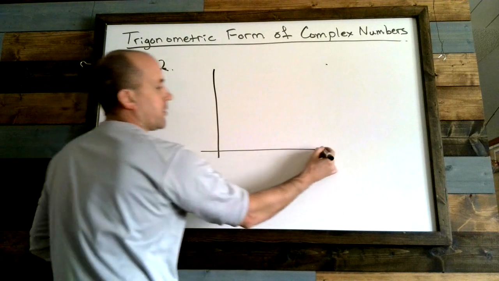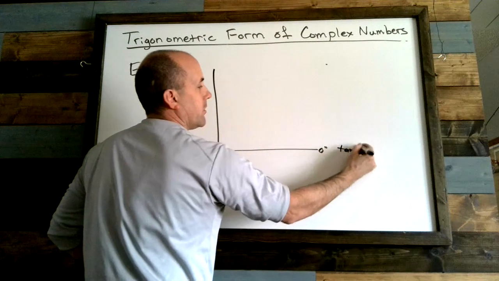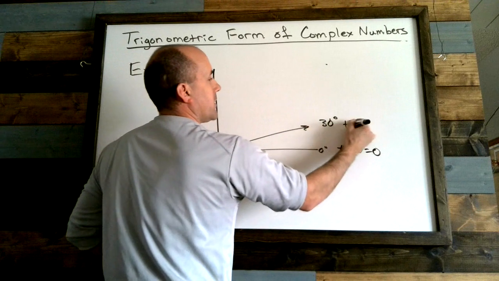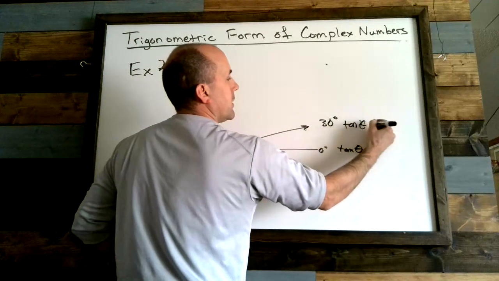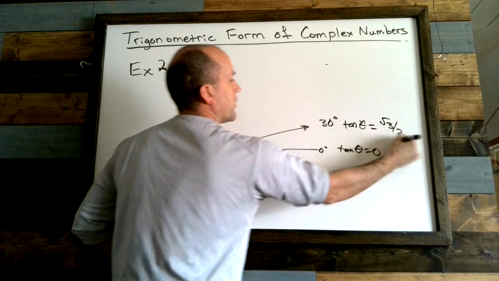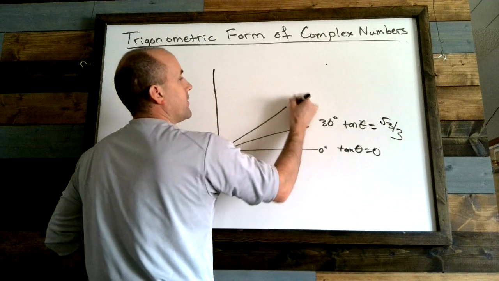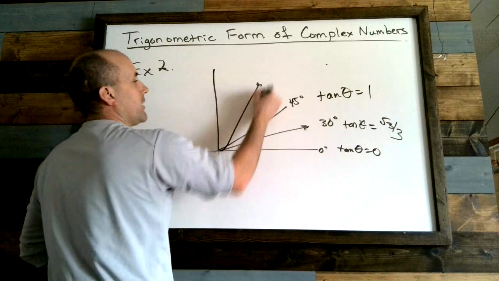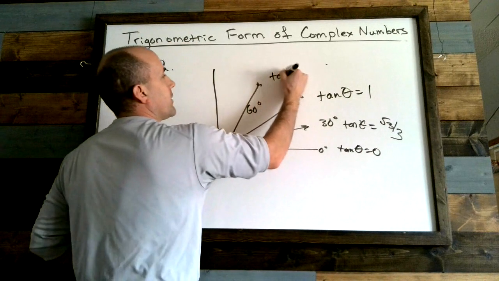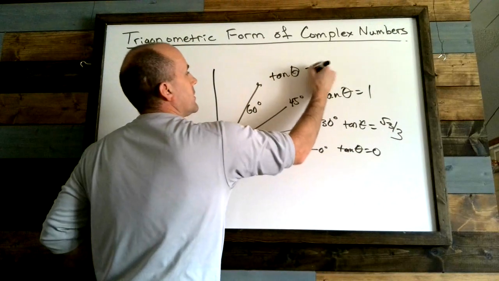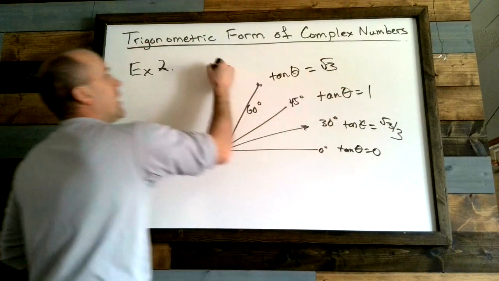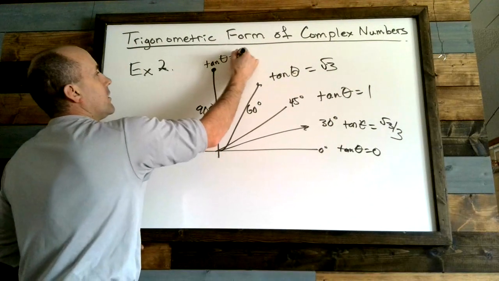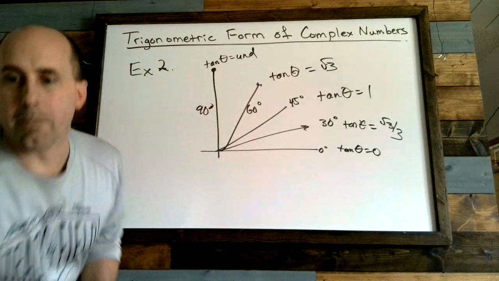Tangent at 0 degrees is equal to 0. At 30 degrees, tangent of theta is equal to the root of 3 over 3. At 45 degrees, the tangent of theta is equal to 1. At 60 degrees, the tangent of theta is equal to the root of 3. And at 90 degrees, the tangent of theta is undefined. And that might help you.